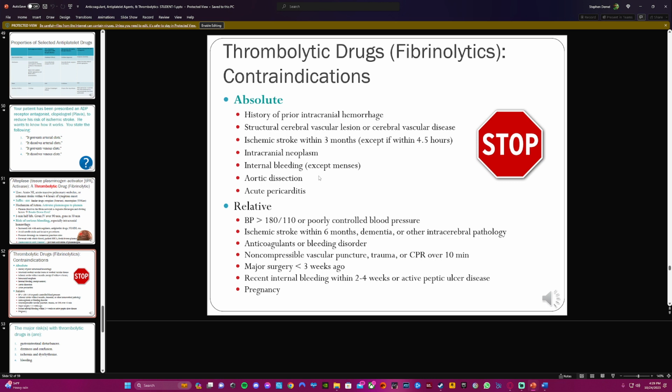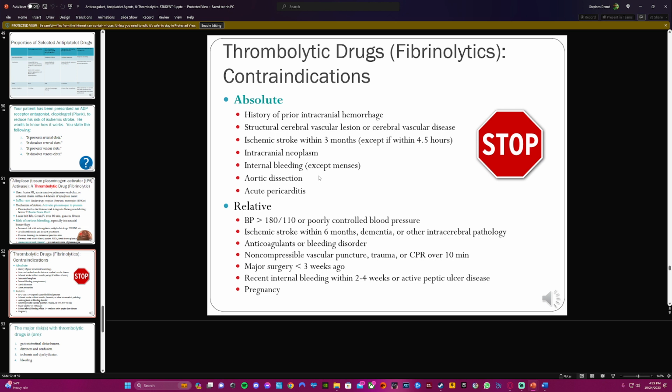Thrombolytic drugs or fibrinolytics, contraindications. Absolute are history of prior intracranial hemorrhage, structural cerebral vascular lesion or cerebral vascular disease, ischemic stroke within 3 months, except if within 4 to 5 hours, intracranial neoplasm, internal bleeding, except menses, aortic dissection, and acute pericarditis.